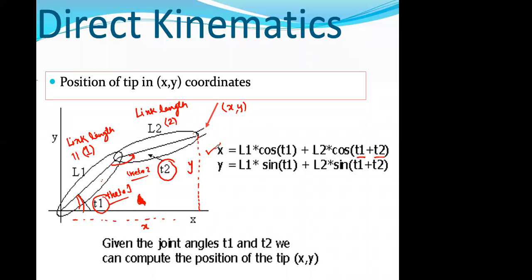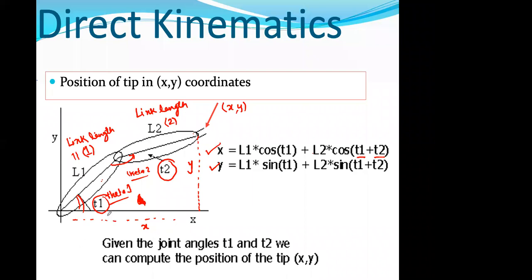Basically, any such thing can be decomposed in two directions. Just as we decompose into a horizontal plane and a vertical plane, in the same way we have taken L1 cos theta 1 and L1 sin theta 1 for the first link, and L2 cos of theta 1 plus theta 2 in the horizontal plane and L2 sin of theta 1 plus theta 2 in the vertical plane. So by completing the vertical and horizontal planes, you can have the x and y positions. When we are given the joint angles T1 and T2, we can compute the position of the tip.